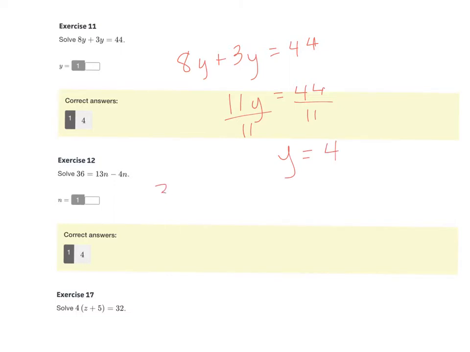Number 12, I've got 36 is equal to 13n minus 4n. Another one where we can combine like terms. So 13n minus 4n is 9n. So 36 is equal to 9n. And then I'm going to do the opposite, or the inverse of multiplying by 9. I'm going to divide by 9. That gives me n is equal to 4.